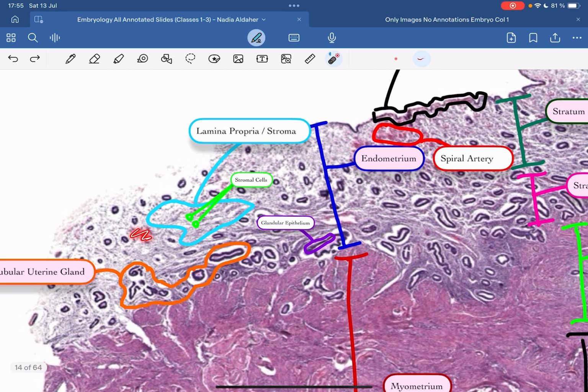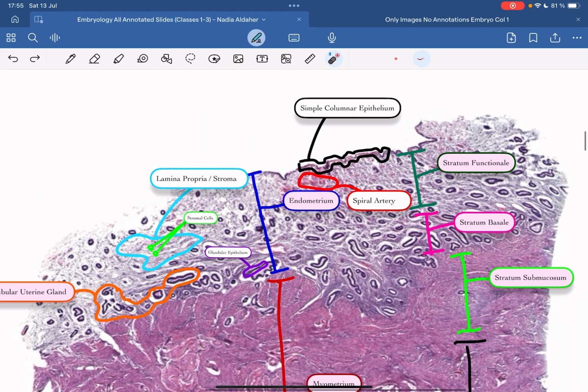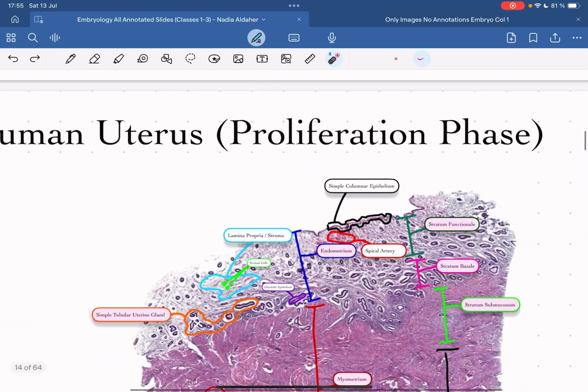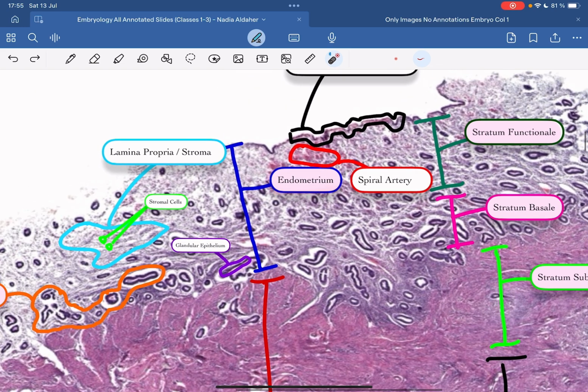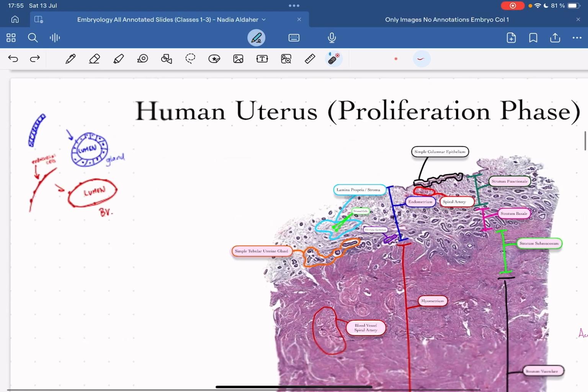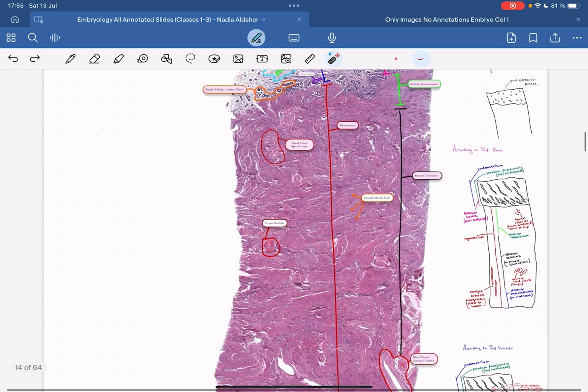The area surrounding the glands, or the material that makes up the endometrium, is known as the lamina propria. You can also write stroma if you want. The most important part, though, is that you know the difference between the proliferation phase and the secretory phase, that you know that this is the endometrium, you know these two layers. In the myometrium, however, you have 3 layers.